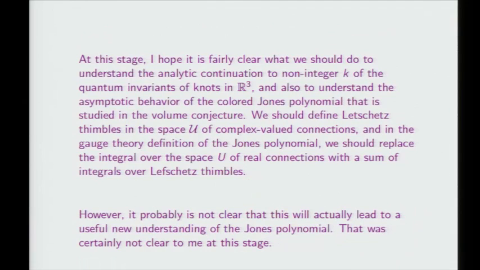So at this stage, I hope it's fairly clear how to study the analytic continuation to non-integer k of the quantum invariants of knots in R3, and also to understand the asymptotic behavior studied in the volume conjecture. We should replace our integral over the space of real connections by an integral over its complexification. And we should replace the usual Chern-Simons integral by a sum of integrals over Lefschetz thimbles. And then in the gauge theory definition of the Jones polynomial, we should replace the usual integral with a sum of integrals over thimbles. The only thing is it's probably not clear that this will actually be useful. That wasn't too clear to me at this stage.